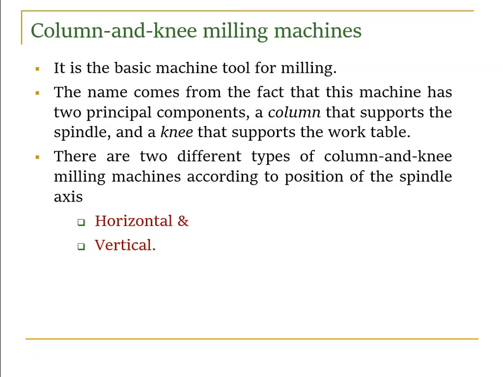The name comes from the fact that the machine has two principal components. One is a column, a vertical structure that supports the spindle, and the other is a knee that supports the work table. The knee is the bottom-most part. So it has two principal components called column and knee. There are two different types of column and knee milling machine, horizontal or vertical milling machine.